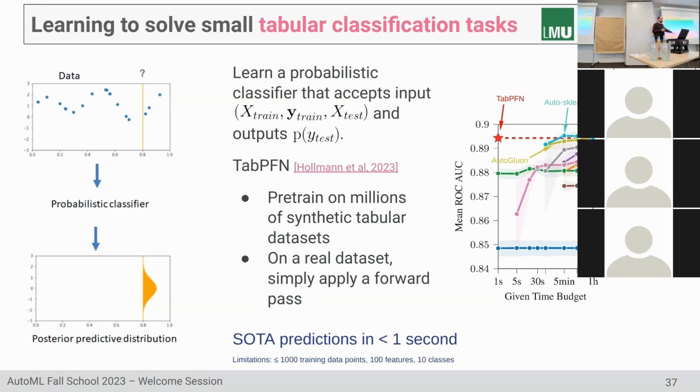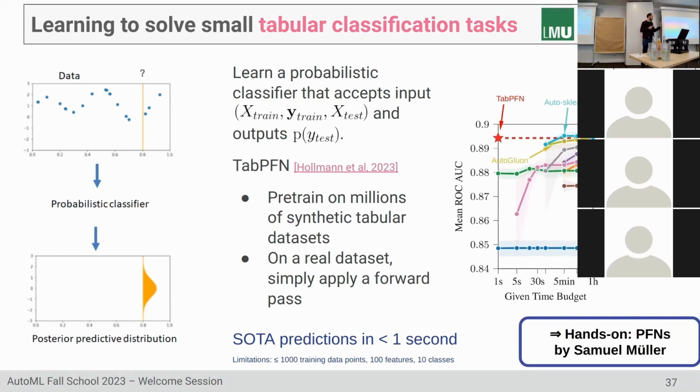This only works so far for around 1,000 data points. I think this number could be increased a bit too; around 4,000 is what they show in the latest version of the paper. But basically, you can also learn to solve small classification problems with a learning to learn or meta-learning approach, which is pretty neat. And what's also pretty neat is that we'll have a hands-on tutorial about this on, I think, Wednesday afternoon. Samuel Müller, who is one of the authors of TabPFN, will be around and show you how to train your own PFNs.